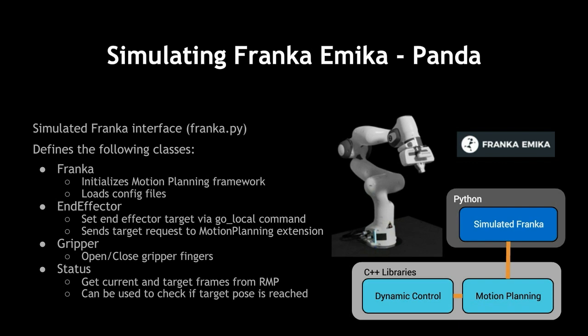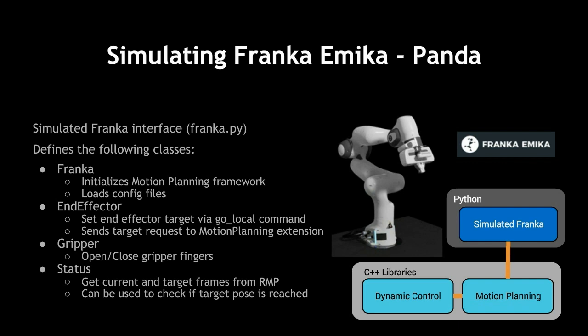So here in Franka.py, we have a Franka class which initializes the motion planning framework, loads all the config files, sets everything up. Inside of this class, we have an end effector, and this naturally is what you would send your end effector target commands. And we have a function called goLocal, which means you want to set the local pose, set the pose of the end effector in the local reference frame of the robot base. This then sends the target request to the motion planning extension, which then runs the RMP code, and that will automatically, every single frame, update the robot and try to move to that target.